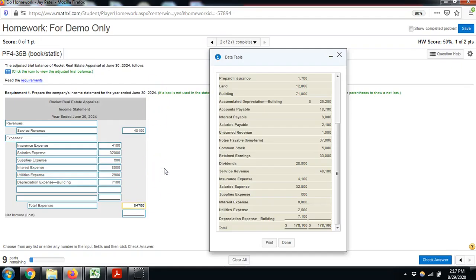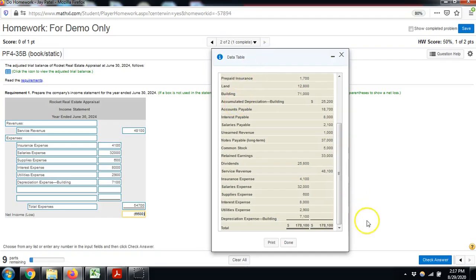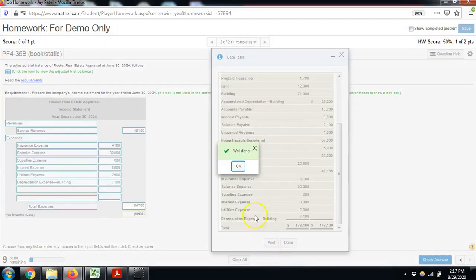So we notice something here, that our revenues are less than our expenses. So in that case, we're going to have a net loss. How do we do that? We have in parentheses, we take the difference. Okay, so the income statement is done.